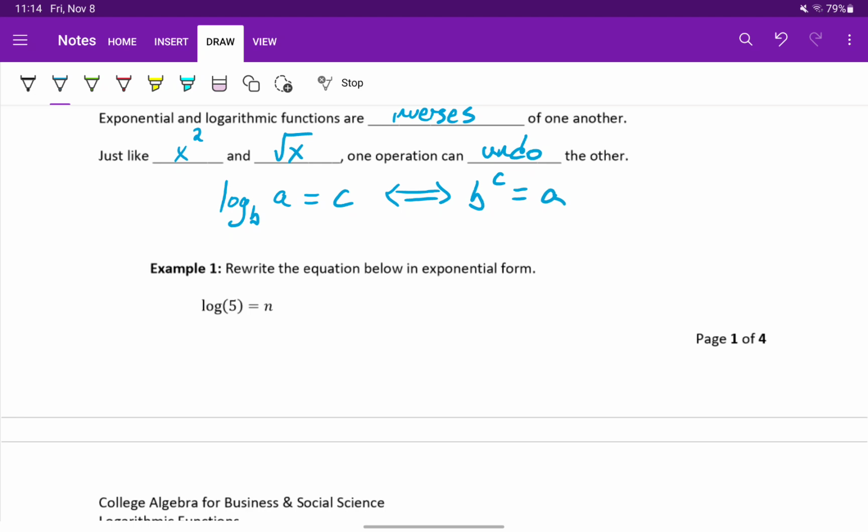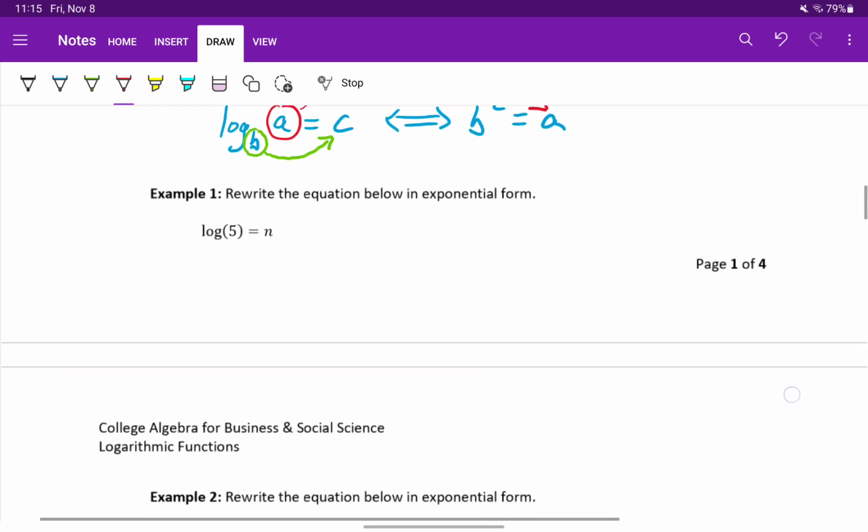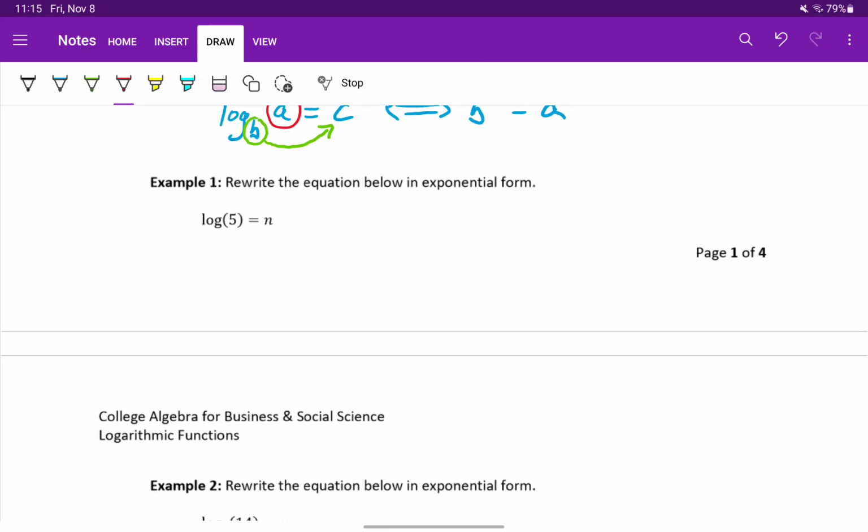If you're encountering this for the first time, that's not, again, a super intuitive relationship between these two expressions. But what we're doing is taking whatever the base of that logarithm is, and we're raising it to the power on the opposite side. And then the value that we were taking the logarithm of just becomes the freestanding value on the other side of the equation. And we need to get comfortable with moving back and forth between these two different types of notations.